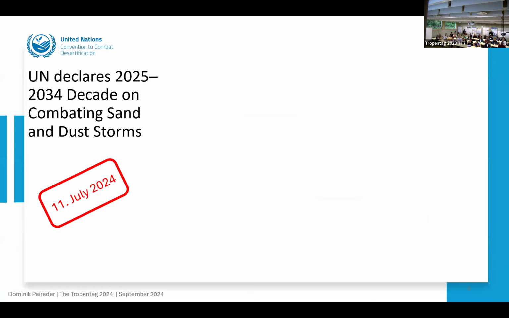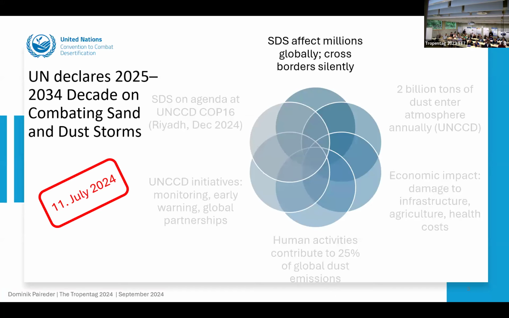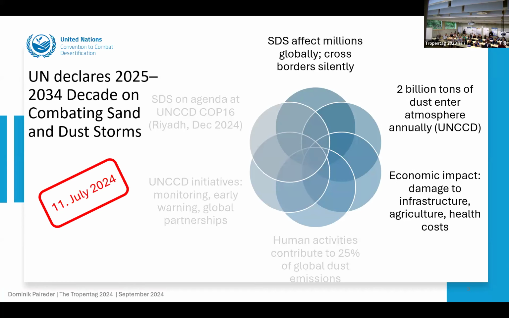I'm really happy that this report comes out on July 24, that the next 10 years the United Nations declares the decade of combating sand and dust storms. In this report, it is included that sand and dust storms affect millions and millions of people all over the world. 2 billion tons of dust enter the atmosphere annually, quite a lot. Then we have the economic impact: damage to infrastructure, to agriculture, and especially health costs.